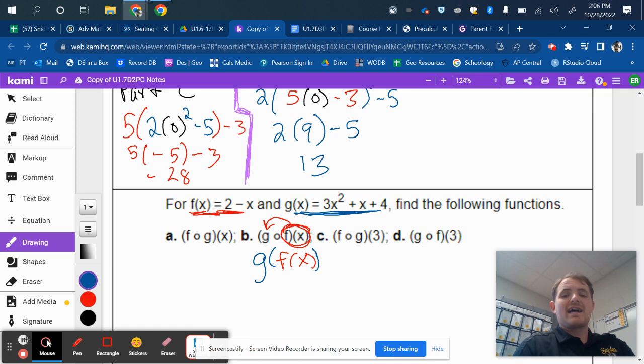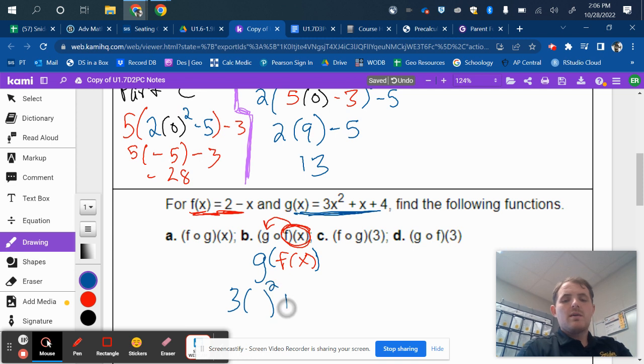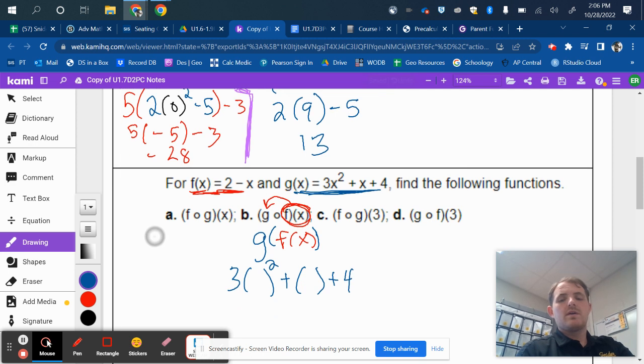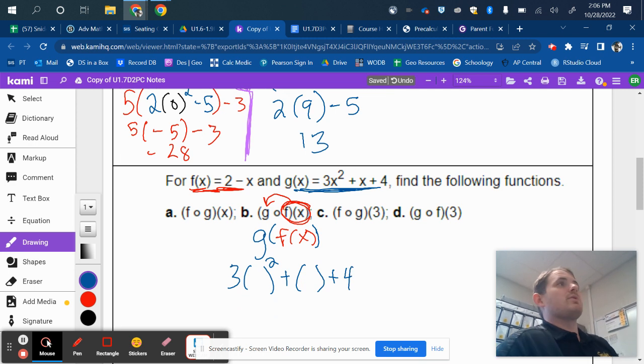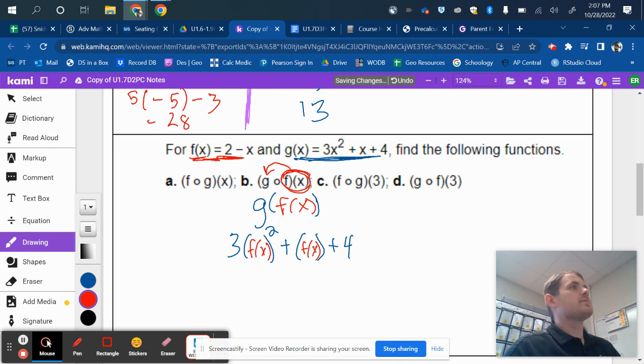So my function on the outside, my skeleton step, should that be the blue part or the red part? Great job. The outside, the blue part. So I'm going to write 3 parenthesis squared plus parenthesis plus 4. That's my outside function. I'm plugging the red into G. You're probably going to skip this step, and I'm more than okay with that. But we're basically just plugging in f of x everywhere where you see an x.